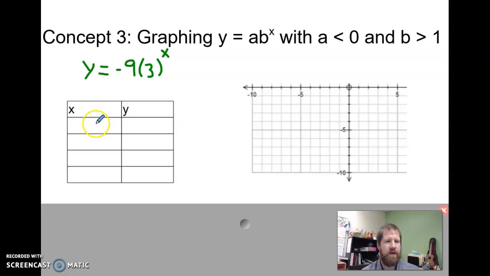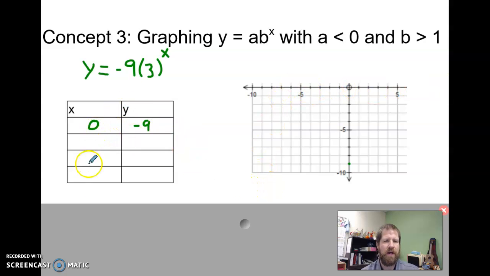Let's start with x is 0. I think that's the best place to start. Okay, so if x is 0, this is 1, which makes y a negative 9. Now, when I look at that, that is already at pretty much the limit of my graph, right? I can't go any lower than that. I want to graph points that are closer to 0 for my y value.